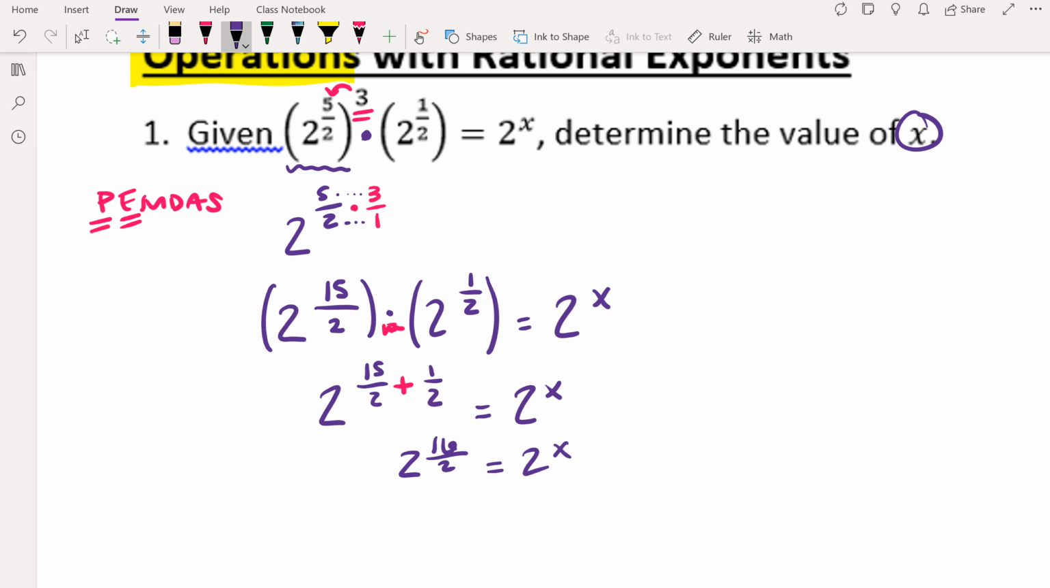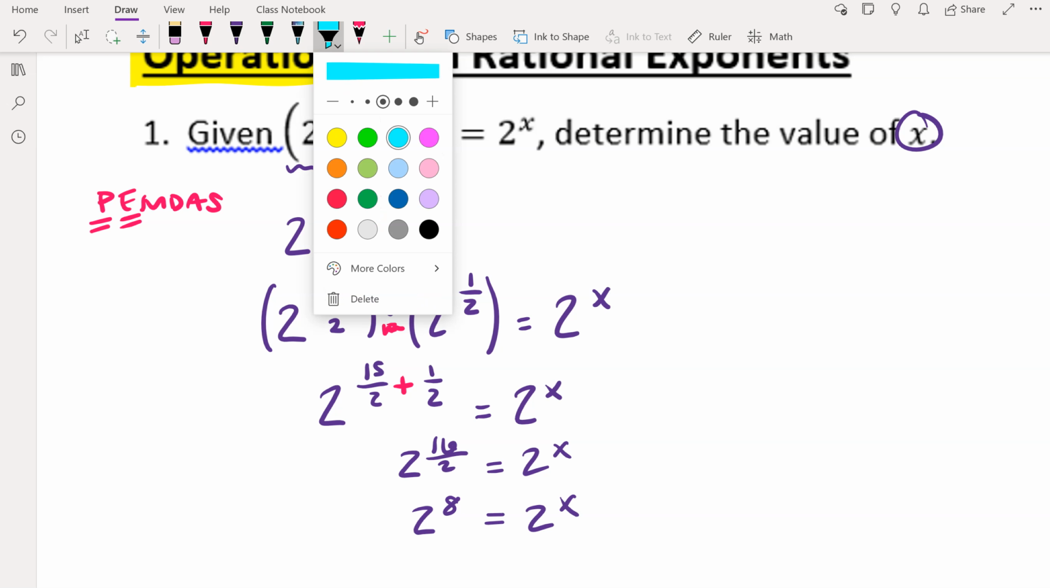Let's simplify 16 over 2. We get 2 to the 8. 16 divided by 2 is 8 equals 2 to the x. All right, remember, this was asking us to find x, determine the value of x. Well, here's x. X is the exponent on the number 2. What's the exponent that I have on the left side on the number 2? 8. So, boom, we're done. X equals 8.